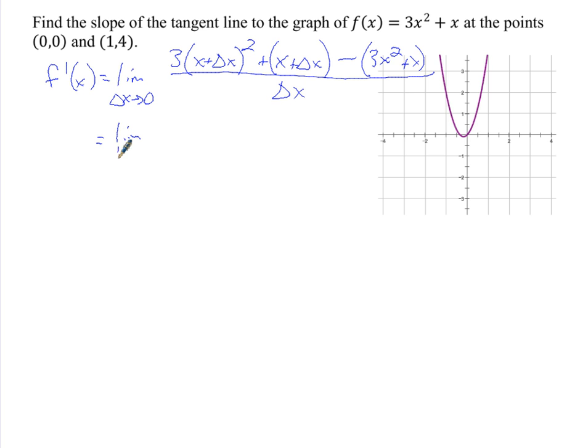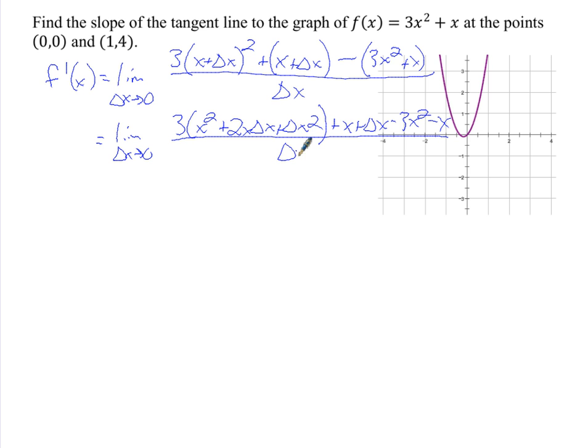So we have the limit as delta x approaches 0 of, like that? Okay. Plus x plus delta x. Okay. And if you had this in your head already, you could have distributed that in your head as well. That would have been fine. So all over delta x.